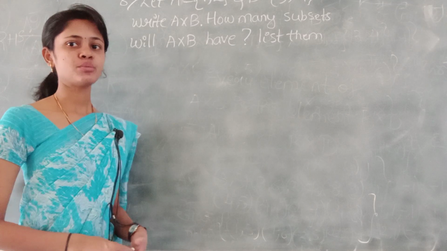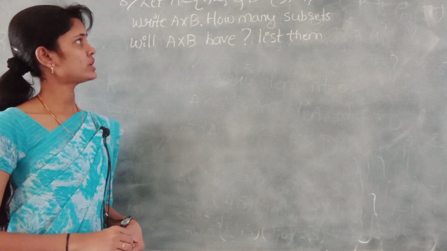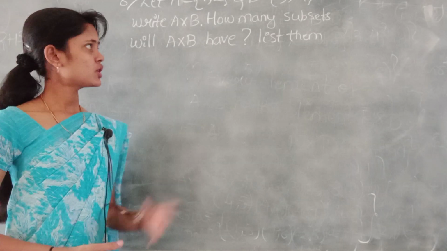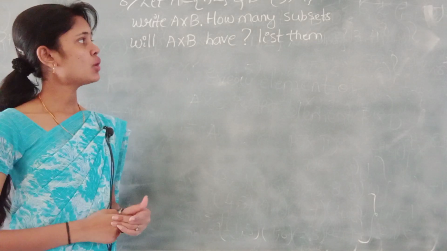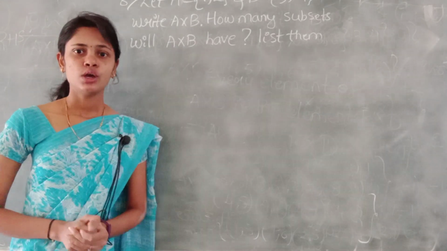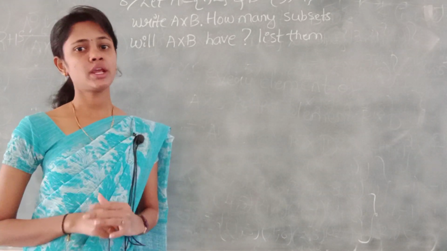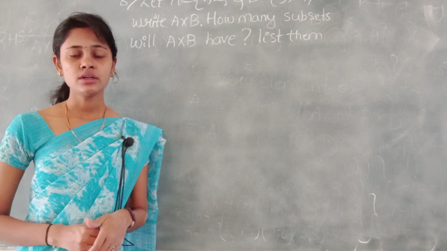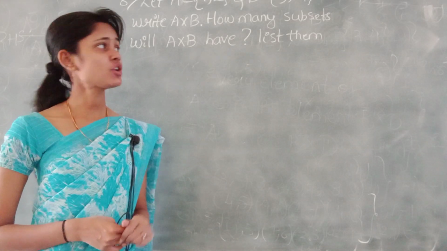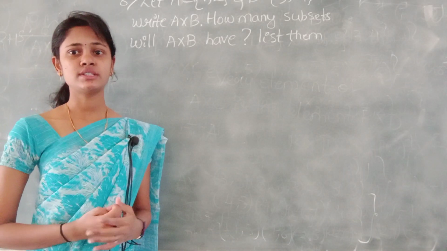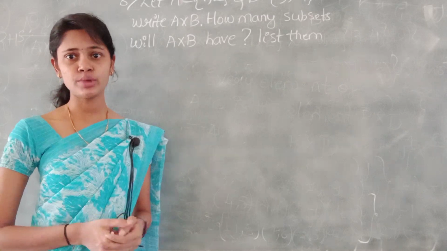Yes, our next example is: let A equal 1, 2 and B equal 3, 4. Write A cross B and say how many subsets A cross B will have. List them. Firstly, you have to find A cross B, that is the Cartesian product of A and B. Then you have to list out the subsets, and how many subsets there will be.